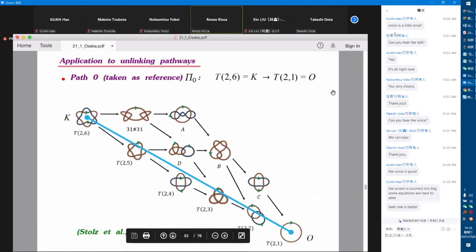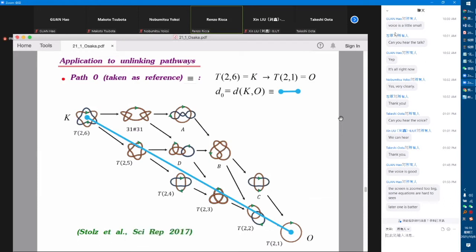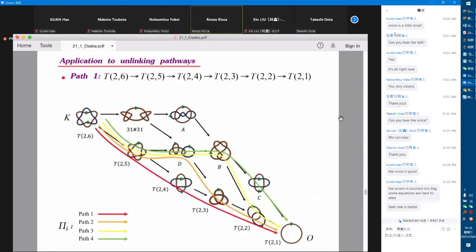So we take as a reference path pi zero, the direct transition from the 2-6 to the unknot. And so in terms of distances, this is just the direct distance between these two knot types. And then this is our reference path. And then we start to compute paths according to the possible unlinking directions that we choose. So we identified 17 paths.